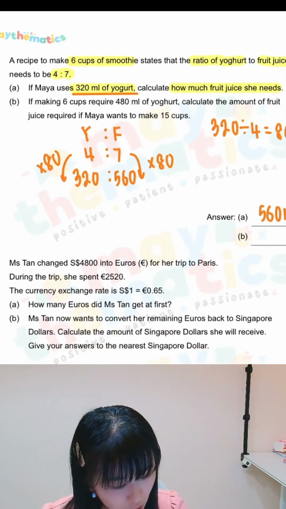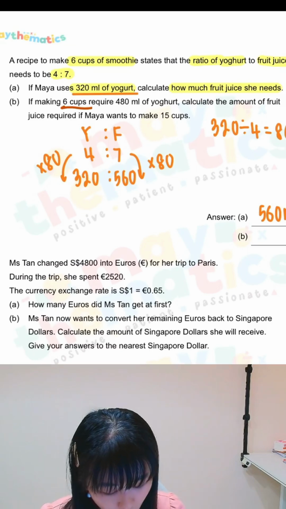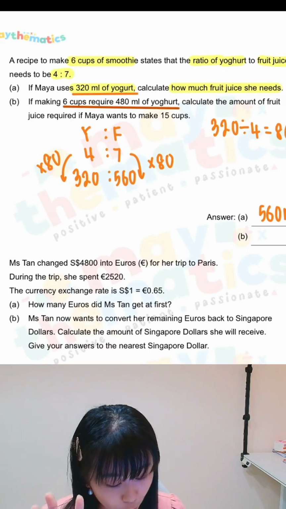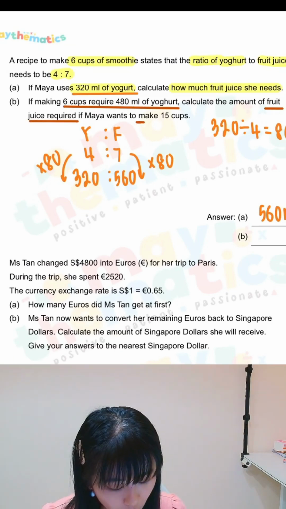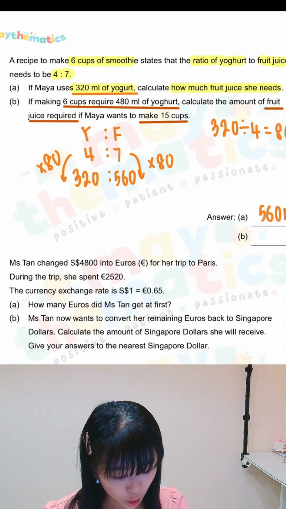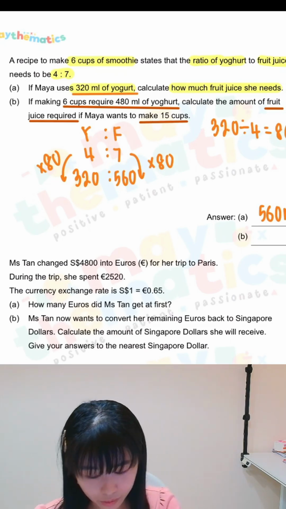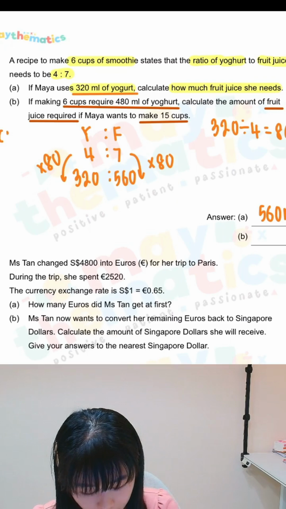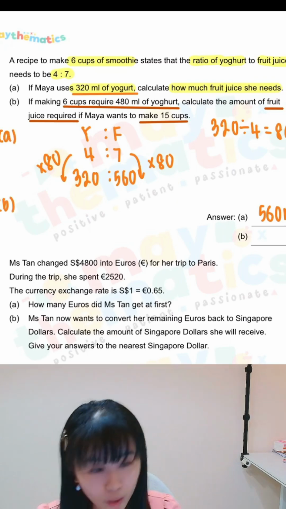Okay, next one. If making 6 cups requires 480 ml of yogurt, calculate the amount of fruit juice required if Maya wants to make 15 cups. Alright, part B. Part A I did the easy part already. Part B. Can y'all tell me what will you do first?